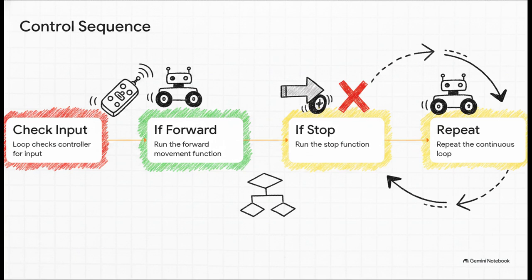By sequencing our code this way, we can easily predict exactly how the robot will behave. If we ever need to debug our robot, like say it's not stopping when we let go of the button, we know exactly where to look. We just check the conditional in step 3.